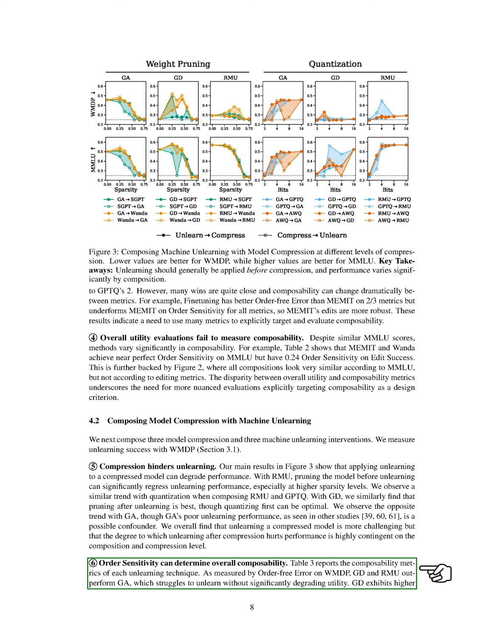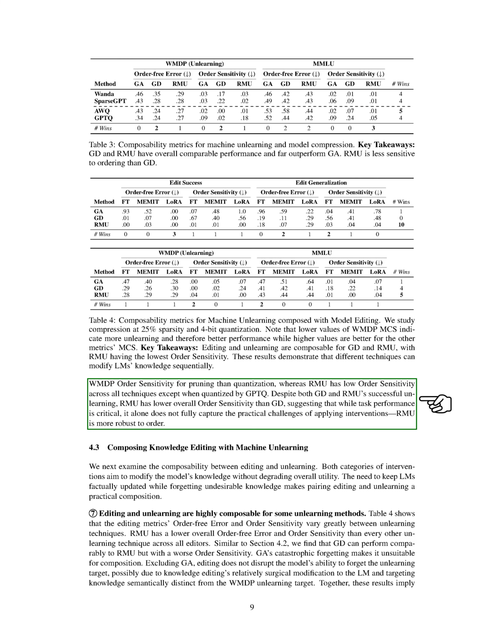Order sensitivity plays a crucial role in determining overall composability. Our analysis of the composability metrics for each unlearning technique revealed that GD and RMU outperform GA in terms of order-free error on WMDP. GD shows higher order sensitivity for pruning compared to quantization, while RMU exhibits low order sensitivity across all techniques except when quantized by GPTQ. Although both GD and RMU are successful in unlearning, RMU has lower overall order sensitivity than GD, indicating that while task performance is important, it does not fully capture the practical challenges of interventions. RMU is more resilient to order variations.